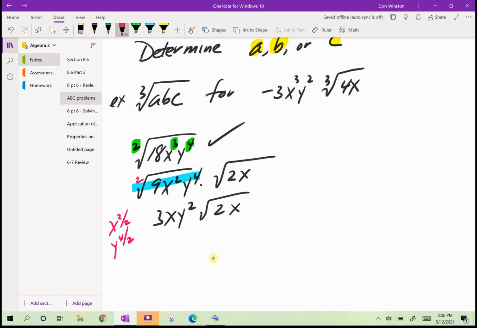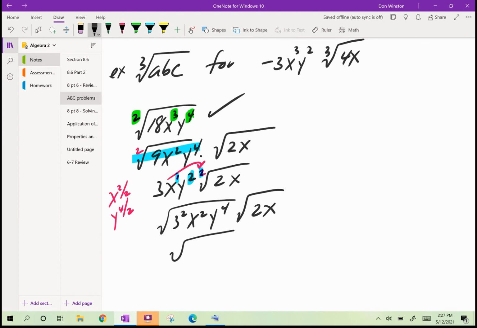Okay, so what we do to get back to that, all I do is reverse the process. With numbers, I'll take the number and I'll square it. So for example, I'll have 3 squared, but with the variables, I just multiply the exponents. So 1 times 2, that will be x squared, and then 2 times 2, that will be y to the fourth, and then times the square root of 2x.